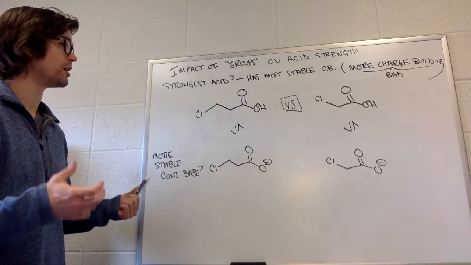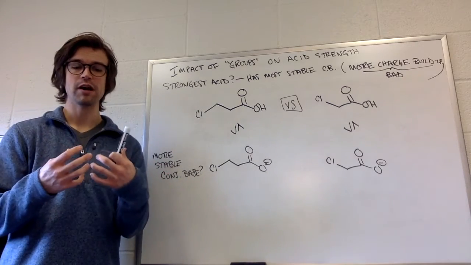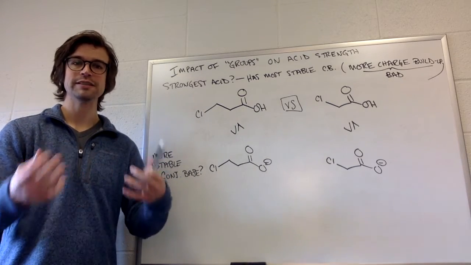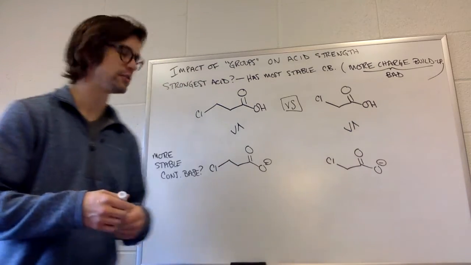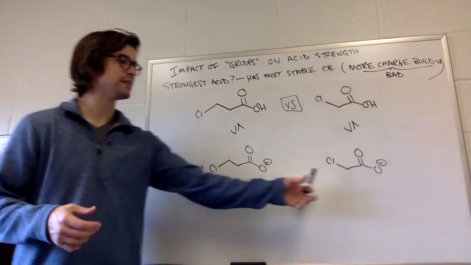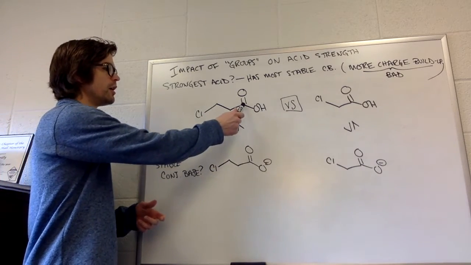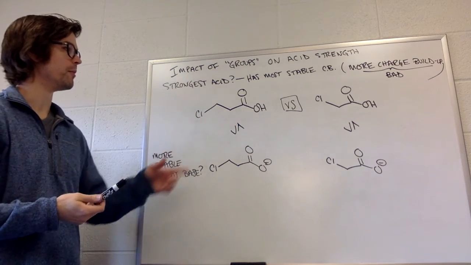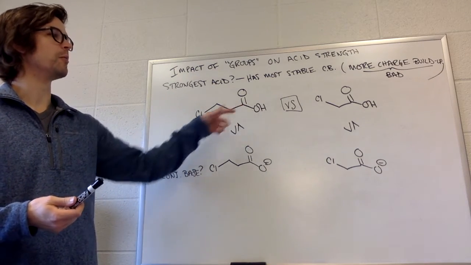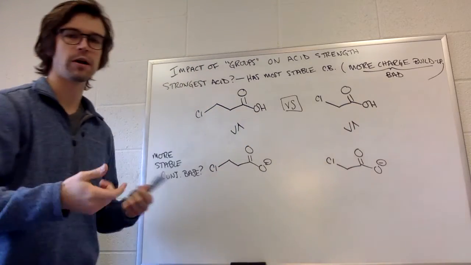Okay, so the more stable conjugate base is going to have less charge buildup. It's going to have a partial positive stabilizing the negative charge on the oxygens. So both of these things do induction, right? So what's the difference? We have a chlorine 2 carbons away from the carbonyl, and here we have a chlorine 1 carbon away from a carbonyl.